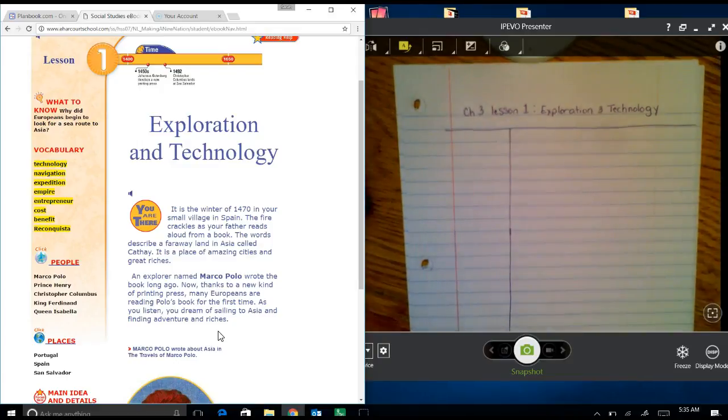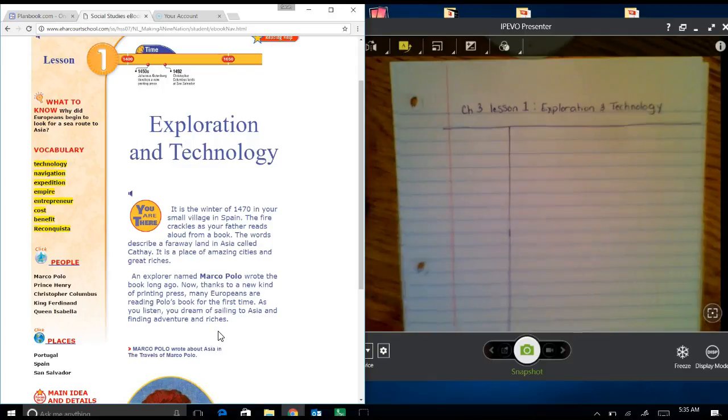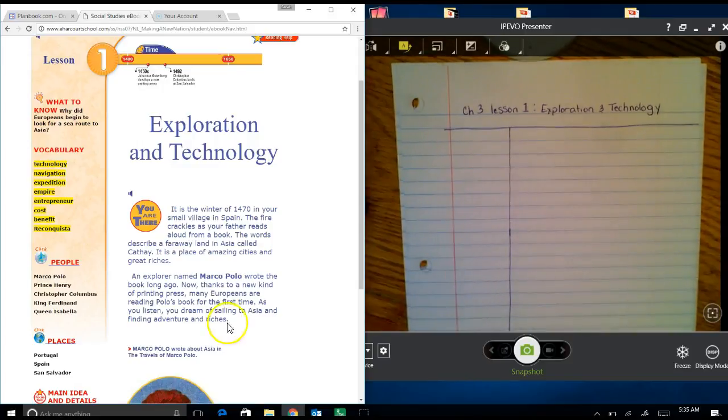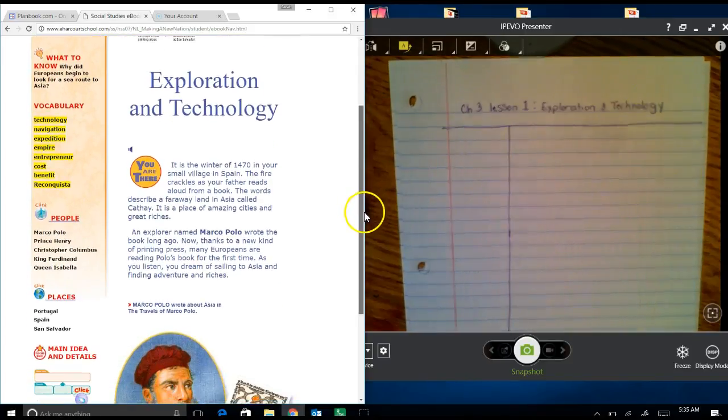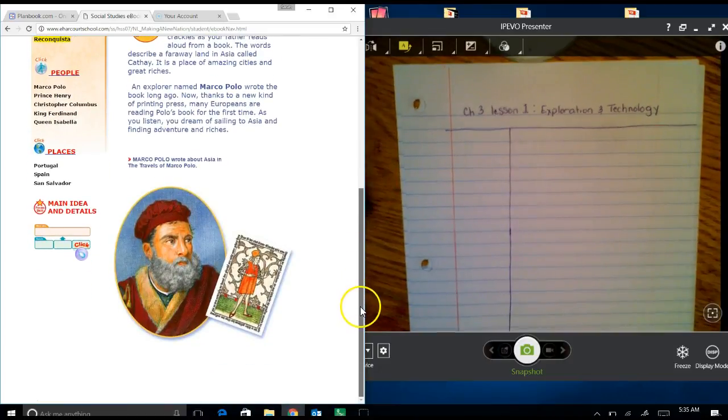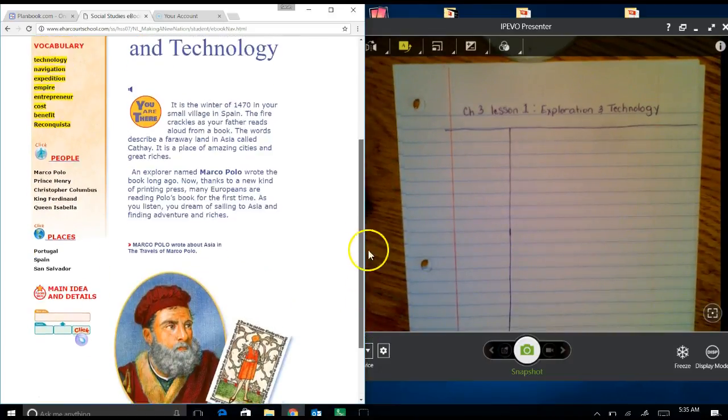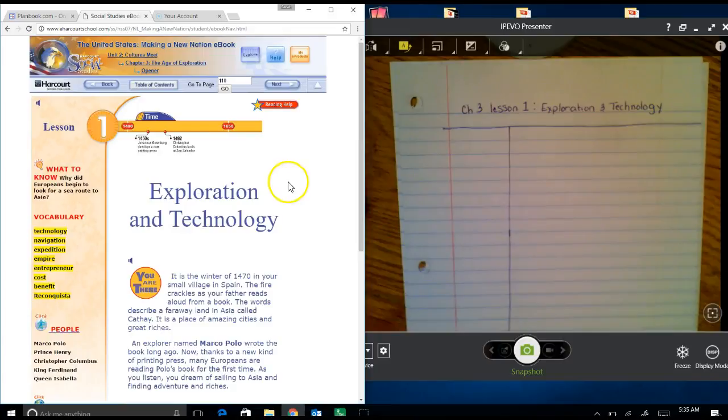Well, this is certainly an interesting part. What it really is just that introduction to give us an idea, get us in that peace of mind. Nothing we need to write down necessarily yet. We do have a picture of Marco Polo, but again, I don't think that's going to be necessary to write.